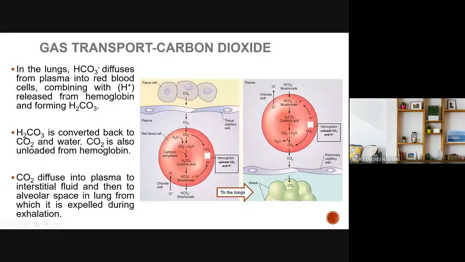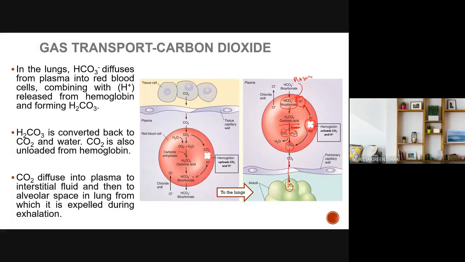So most bicarbonate ion diffuses into the plasma, carried in the bloodstream to the lungs. Okay, so in the opposite reaction lah, sama je, benda yang sama. So in the lungs, bicarbonate ion diffuses from the plasma into the red blood cells, combining with hydrogen ion released from hemoglobin and forming carbonic acid. So sama. The same reaction lah, sama lah kan. So this is in your blood plasma, diffuse masuk dalam red blood cells, combine dengan hydrogen ion that was released by hemoglobin kat sini. So dia jadi carbonic acid, catalyzed by carbonic anhydrase kat sini. Jadi water and also carbon dioxide diffuse out until it diffuse into the alveolus.